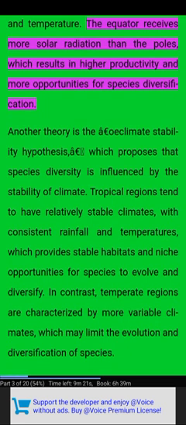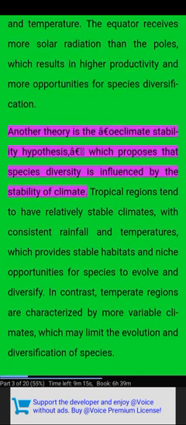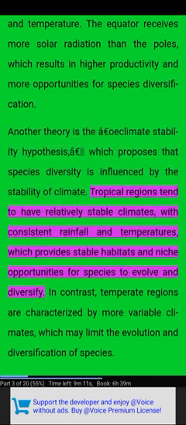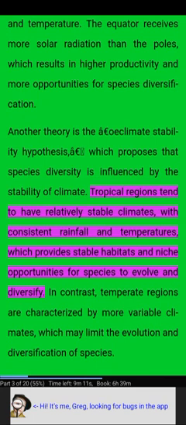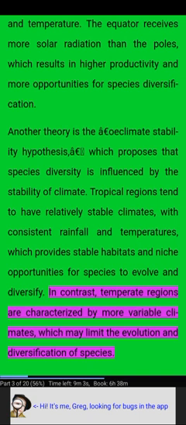opportunities for species diversification. Another theory is the climate stability hypothesis, which proposes that species diversity is influenced by the stability of climate. Tropical regions tend to have relatively stable climates, with consistent rainfall and temperatures, which provides stable habitats and niche opportunities for species to evolve and diversify. In contrast, temperate regions are characterized by more variable climates, which may limit the evolution and diversification of species.